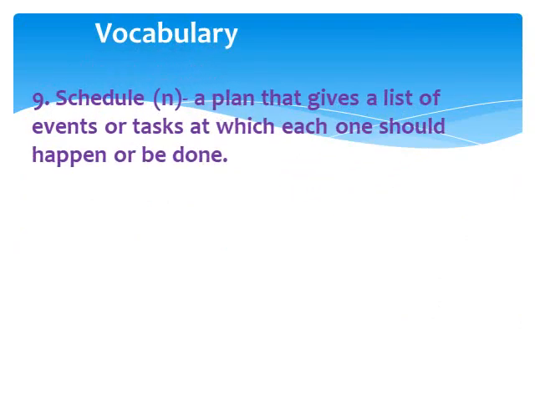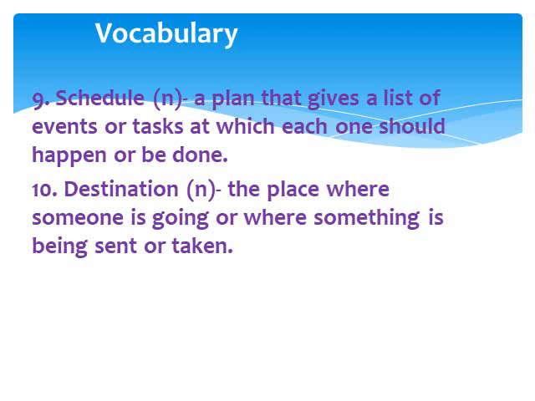More meanings. Okay. Number 9, schedule. It's a noun word. It means a plan that gives a list of events or tasks at which each one should happen or be done. So it's a work plan. Number 10, destination. The place where someone is going or where something is being sent or taken. And in Bangla, it means gontobbo.